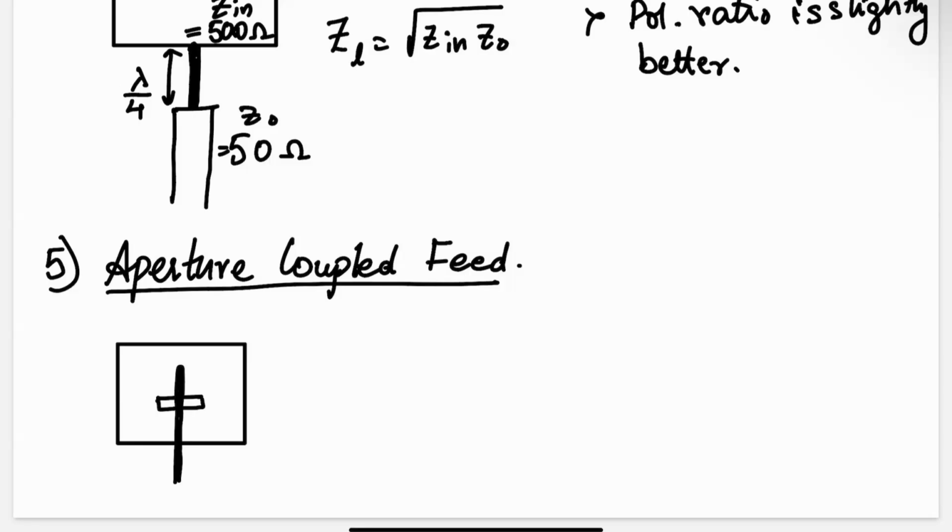Okay, so from the side view, it looks something like this. A patch, small aperture in the ground plane. And you have a microstrip line that's, maybe I should draw it a bit closer. Microstrip line that excites that aperture.